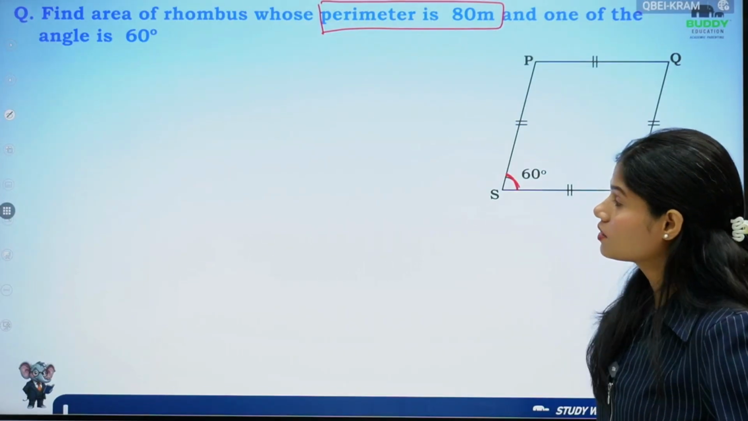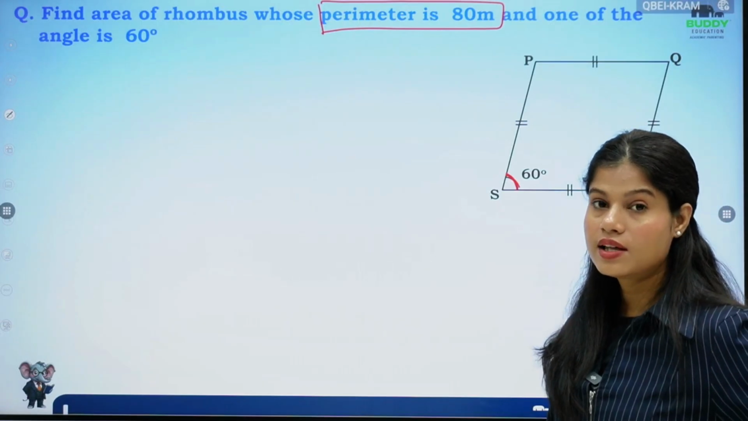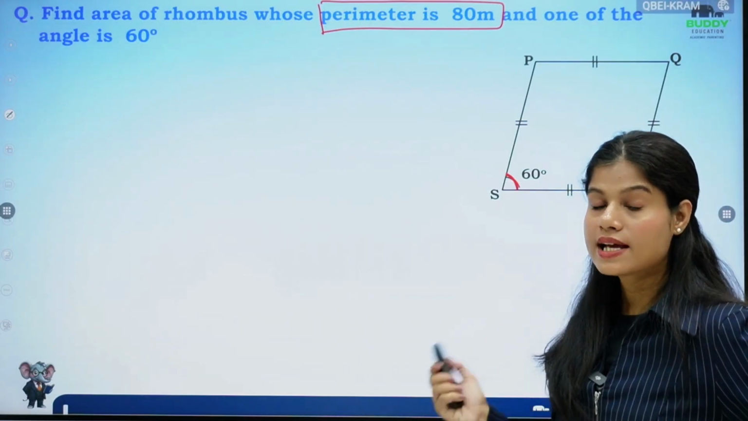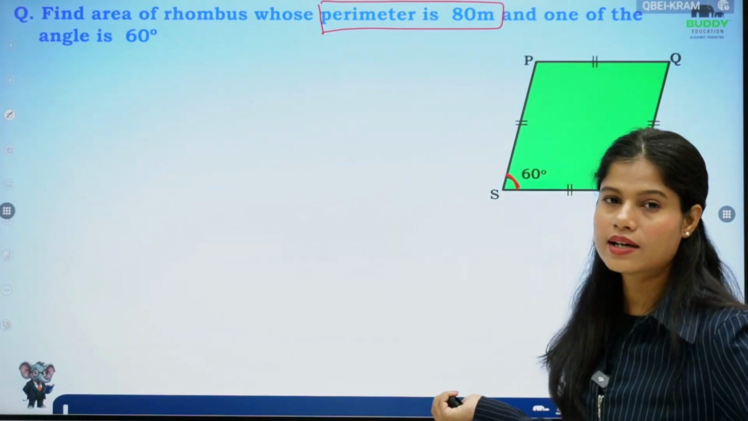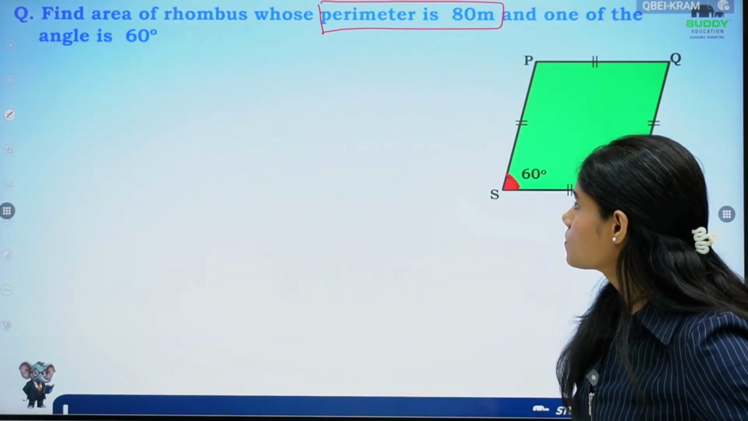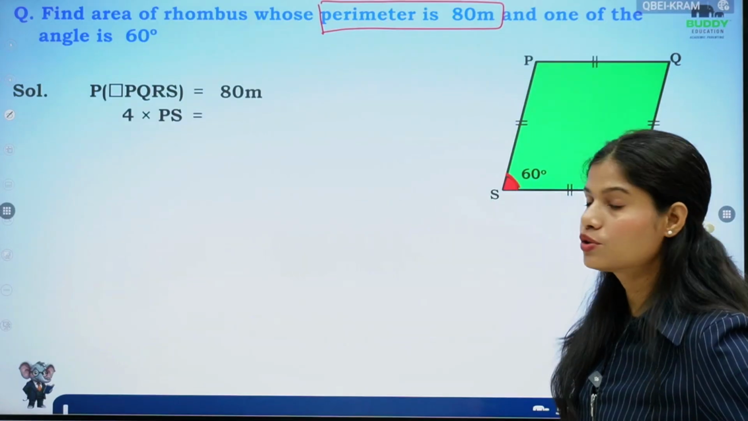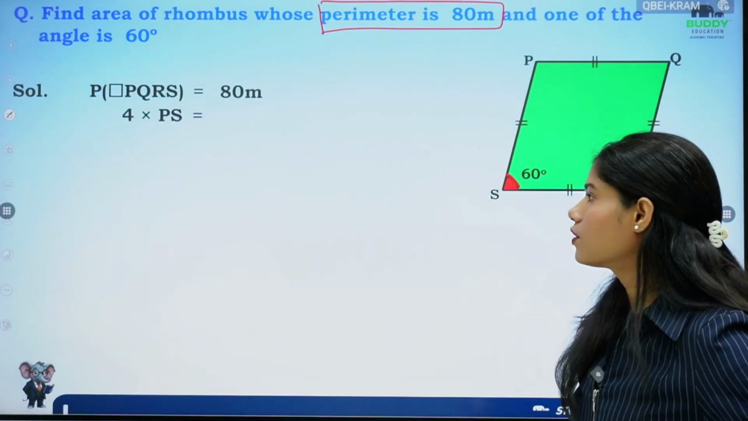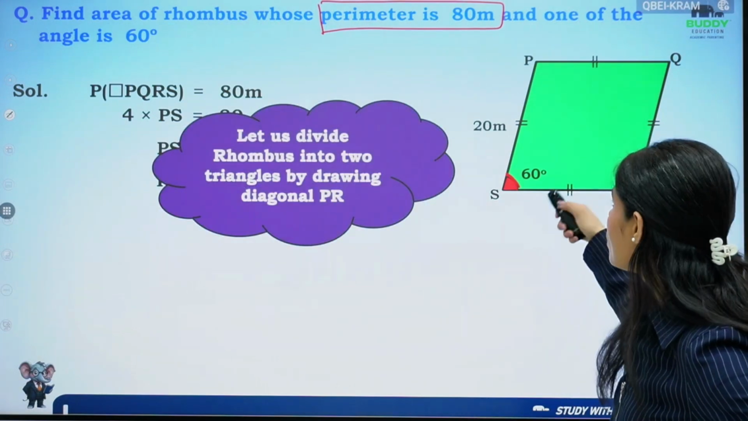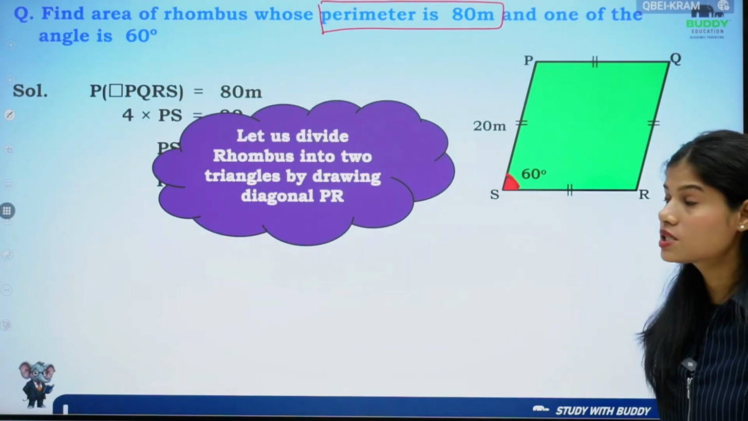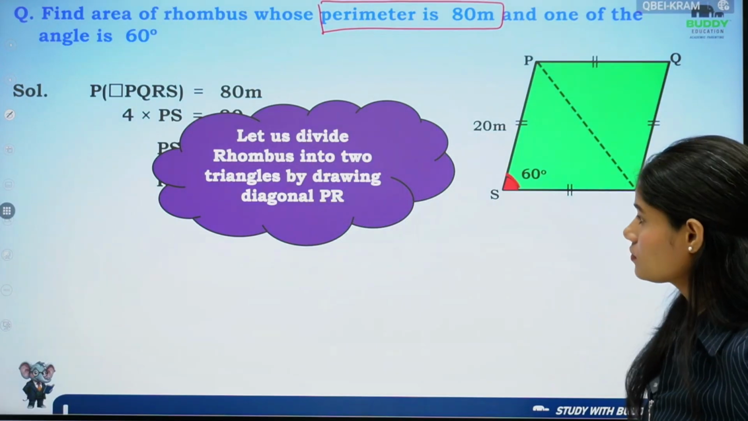Now you must be thinking, why has the angle been given? There must be some connection, that's why they have given it. So first, we'll say that all sides are equal. That's why the perimeter is going to be equal to how much? 4 into one of its sides. So we get the side as how much? 20 meter. Now all the sides of this rhombus are equal to 20 meter.